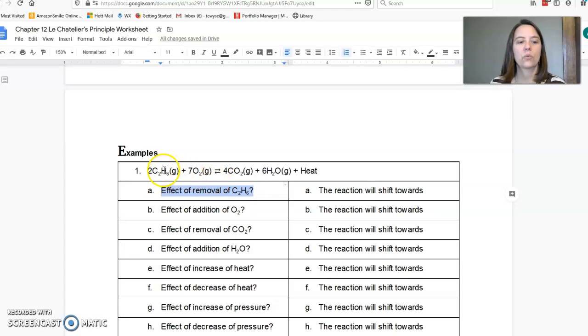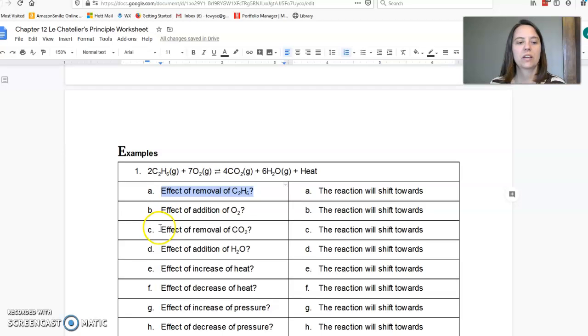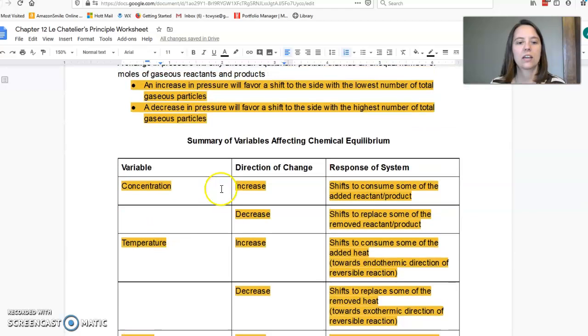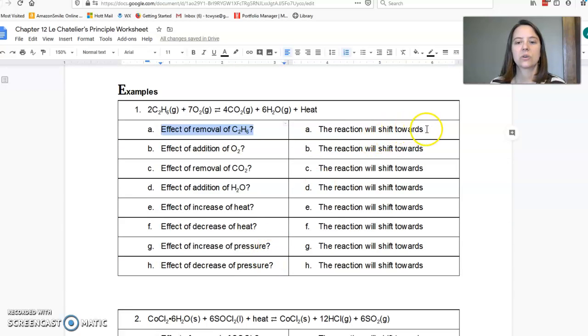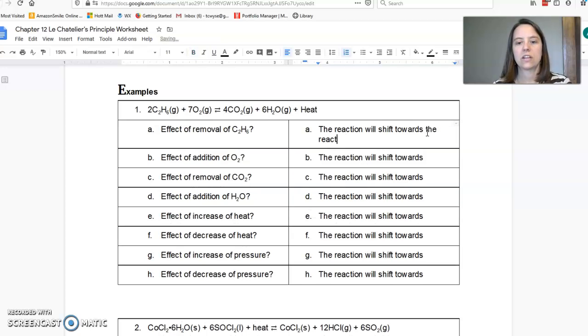So we know if we remove some of this, well, let's go back up to concentration. When I decrease the concentration, it's going to shift to replace some of it, and it's going to move back to the reactant side. So the reaction will shift towards the reactants. I'll make that bold.